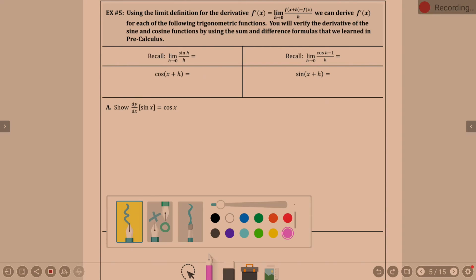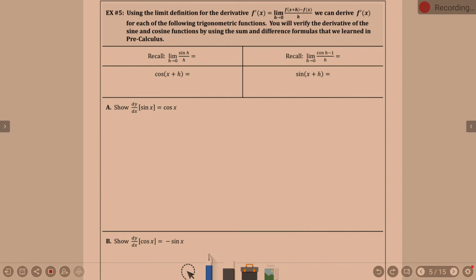Okay. So, I just talked about if we can't remember a derivative, we can always derive it. Now, this is not what we're going to do every time. However, you need to see the process. You need to see how the definition of derivative works here, because that's what we're going to use for this particular piece, and show the connection there. So using the limit definition of the derivative, we can derive f prime of x for each of the following trig functions. You'll verify the derivative of the sine and cosine functions by using sum and difference formulas that we learned in pre-calc.